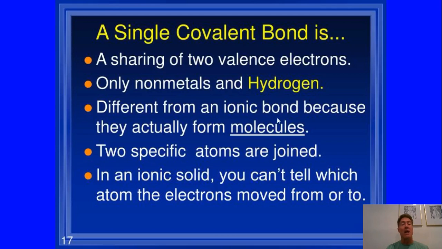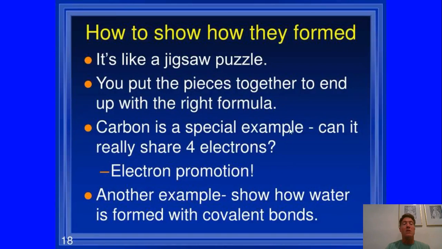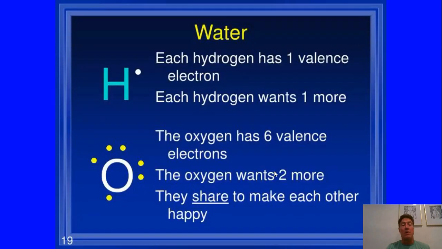Remember, this is different from ionic bonds because they actually form molecules, independent units, not just a formula unit or a ratio of a giant lattice network, but 2 specific atoms are joined together. In an ionic solid, you can't tell which atom the electrons move from or to, but you can in a molecule. So we form them like a jigsaw puzzle. You put the pieces together to come up with the right formula. Carbon is a special example. It shares 4 electrons, and it does this with a thing called electron promotion. We'll talk about that maybe later.